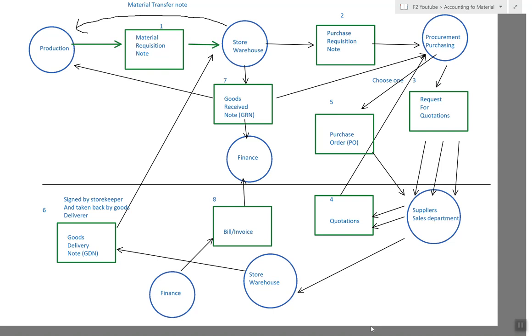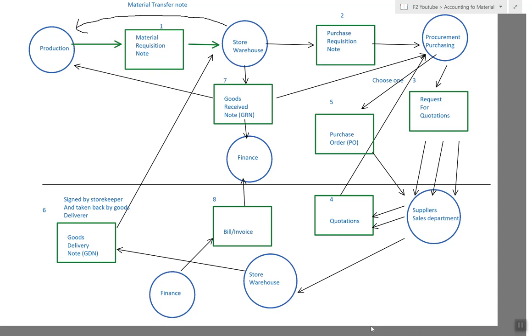So one of the things relating to material is documents. You would have already studied this in F3, so I assume if you are coming to F2, you should already have some information about these documents. What I'm going to do here is just quickly skim through these documents and then explain other topics as well. So the first thing is documents used when we purchase material.